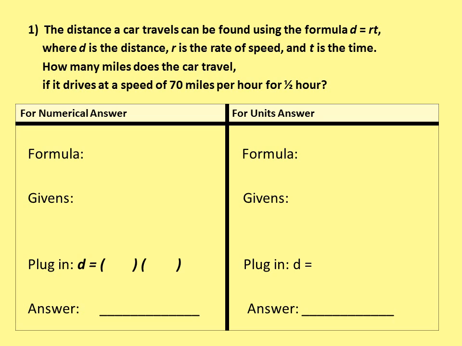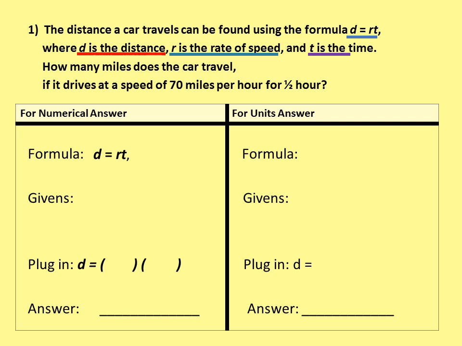The distance a car travels can be found using the formula d equals rt. That looks like that's pretty important. So notice I have a place. That's your formula. Let's write your formula down. Now it says where d is the distance. That's good to know. That's what that d stands for. R is the rate of your speed. Okay, that's r. And t is time.